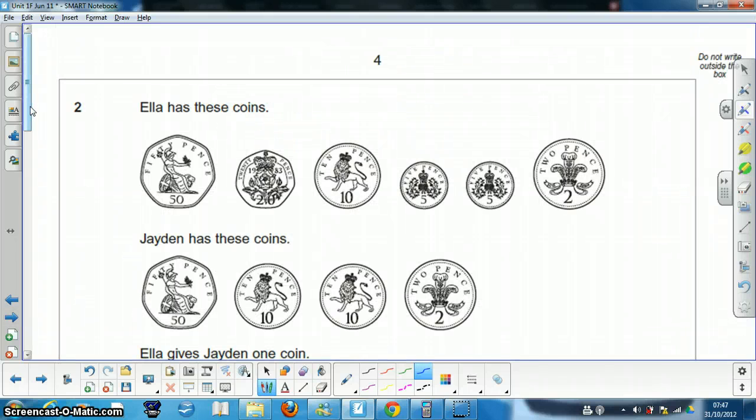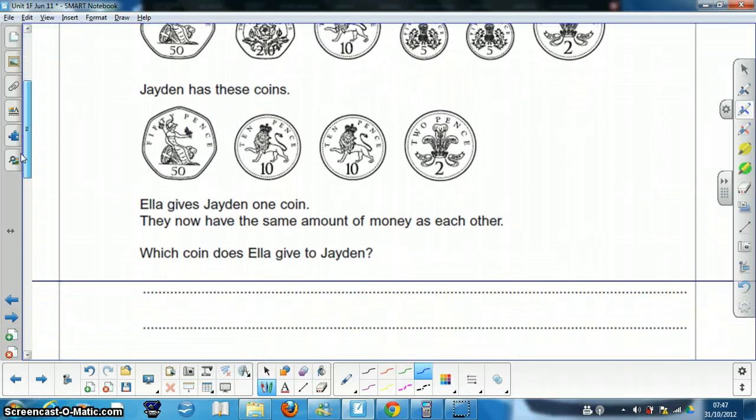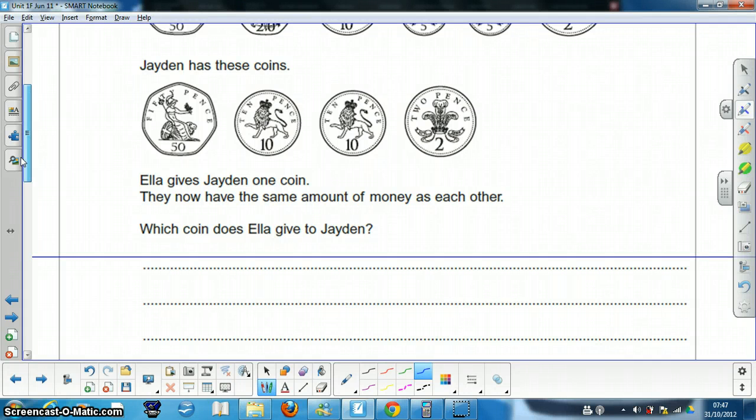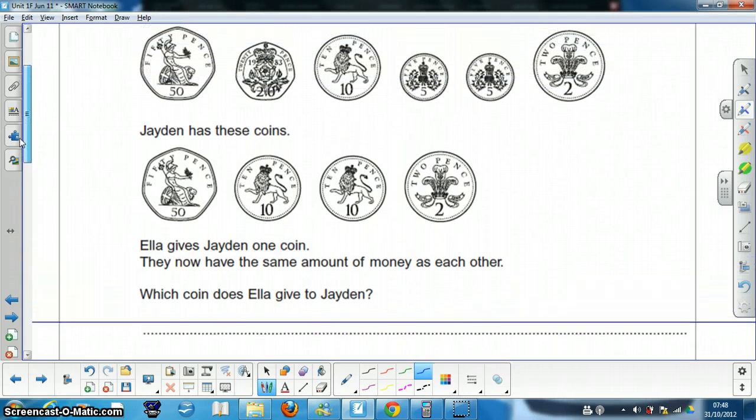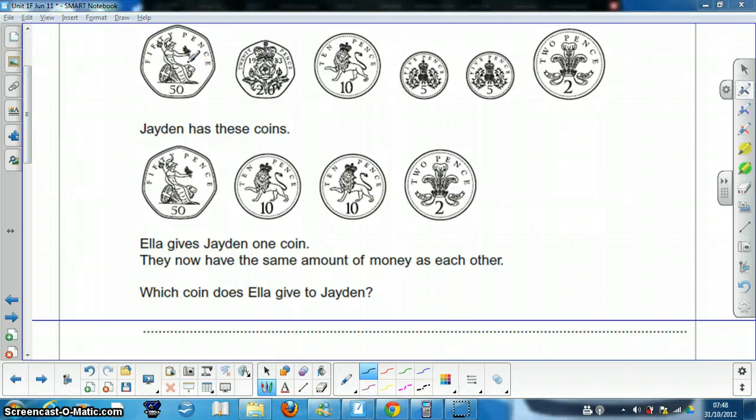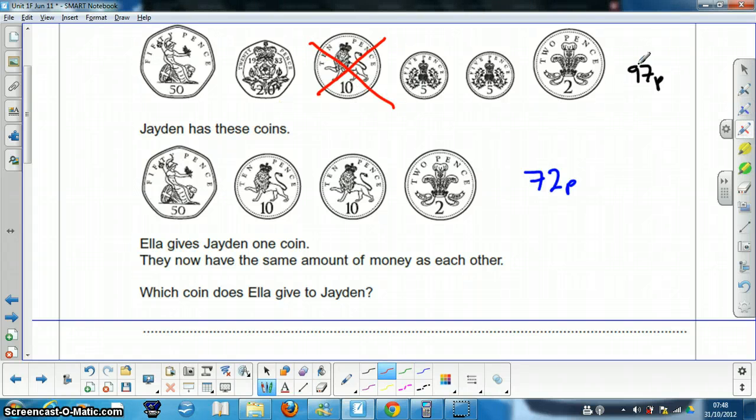Right, move on. Ella has these 3 coins. Jaden has these coins. Ella gives Jaden 1 coin. They now have the same amount of money as each other. What coin does Ella give to Jaden? Well, we add up the money they've got. That's 70, 80, 85, 90, 97 pence, and 60, 70, 72 pence. Now they've both got the same. So if Ella gave 10 pence away, she would now have 87 pence. So it can't be that. Let's have a look.